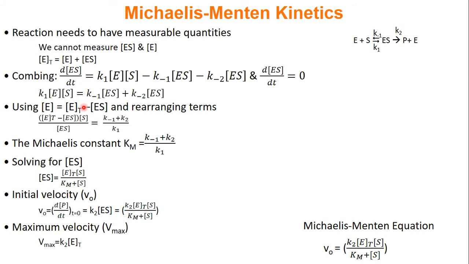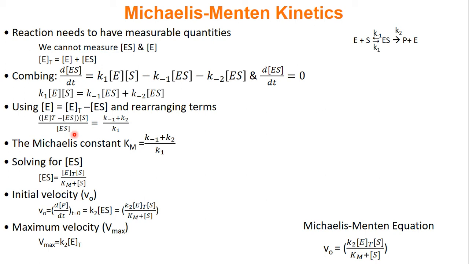We're going to do a lot of rearrangement here, but eventually we can change this equation to say enzyme total minus enzyme substrate complex divided by substrate divided by ES equals K minus 1 plus K2 divided by K1. This is the term we care about, K minus 1 plus K2 divided by K1. We have a special name for this term. It's called the Michaelis constant. Km equals K minus 1 plus K2 divided by K1. So we're going to be using the Michaelis-Menten constant here.